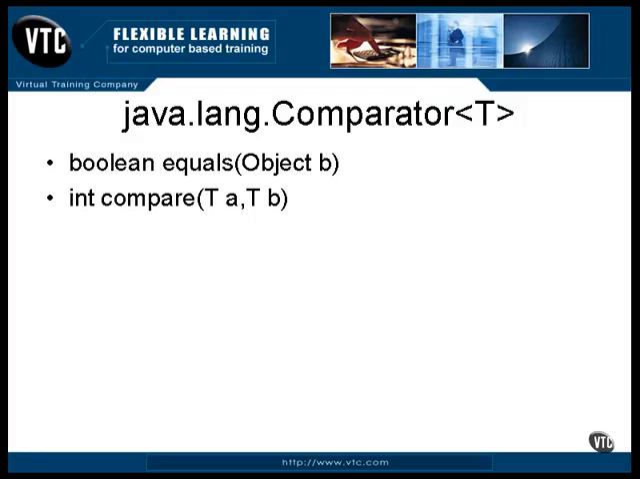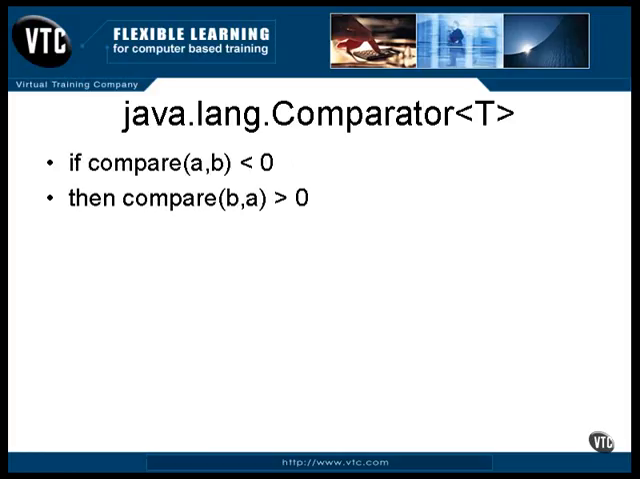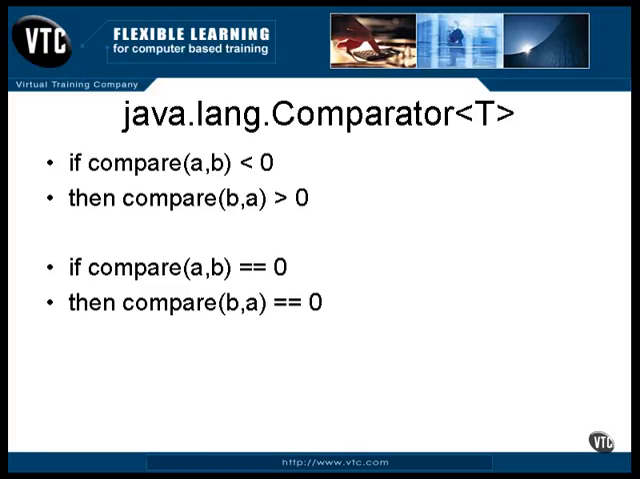Its rules of comparison are like those of the compareTo method in the Comparable interface. The return value is negative if A is less than B, positive if A is greater than B, and 0 if the 2 are equal. To be able to impose an ordering, if A is less than B, B must be greater than A. If A tests as being equal to B, then B must also be equal to A.